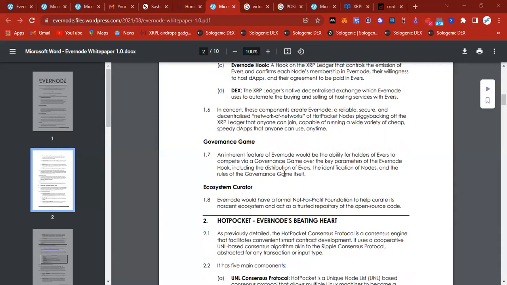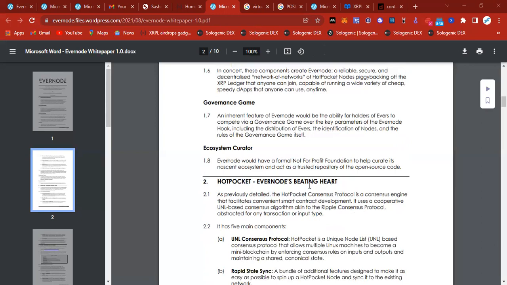These include the distribution of Evers, the identification of the nodes, like who are the people or who are the nodes, and the rules of the game itself. So it's an ecosystem curator. And what this is, Evernode has a non-for-profit foundation that helps curate the nascent ecosystem, and it's just a trusted repository of the open source code. It just keeps track of a lot of things.